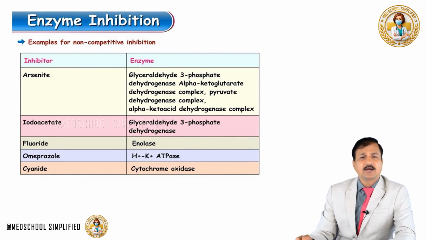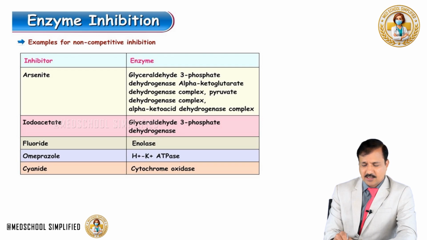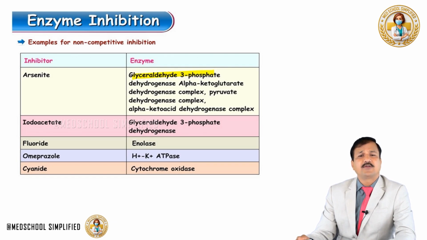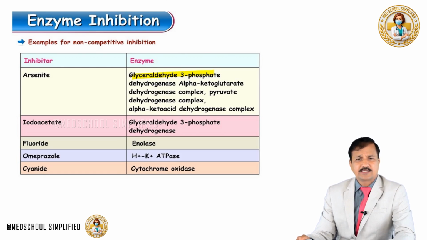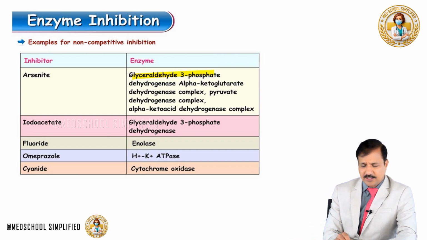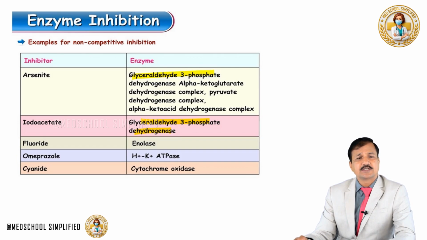Usually heavy metal ions like arsenate act as non-competitive inhibitors. Examples of enzymes that arsenate inhibits are glyceraldehyde 3-phosphate dehydrogenase, the alpha ketoglutarate dehydrogenase complex, the pyruvate dehydrogenase complex, and the alpha keto acid dehydrogenase complex. Now, iodoacetate can also act as a non-competitive inhibitor on the glyceraldehyde 3-phosphate dehydrogenase enzyme.